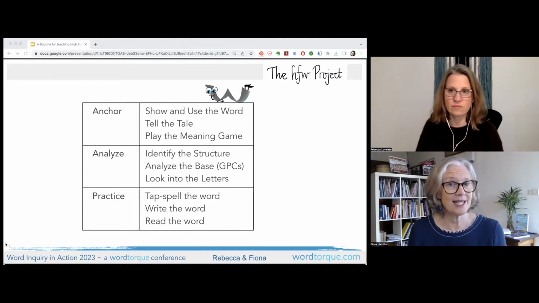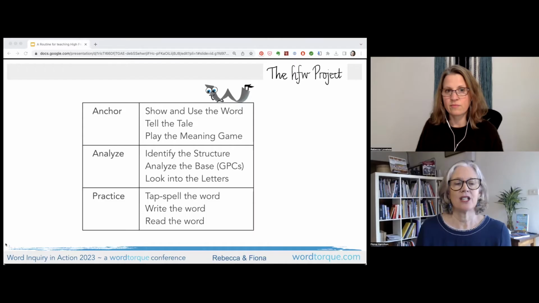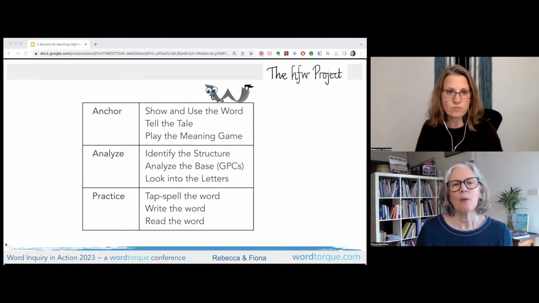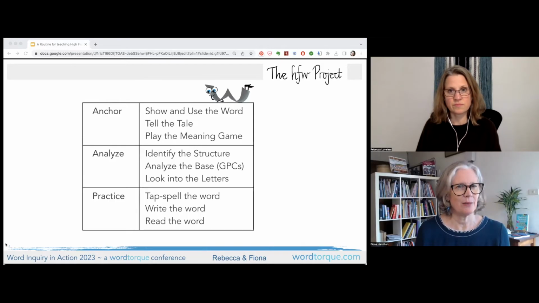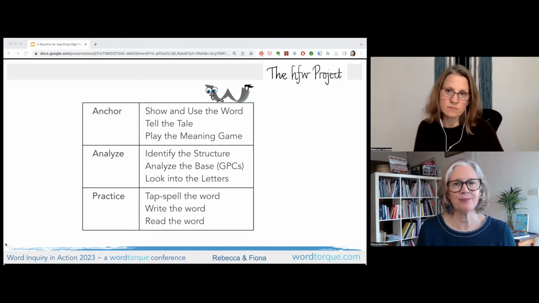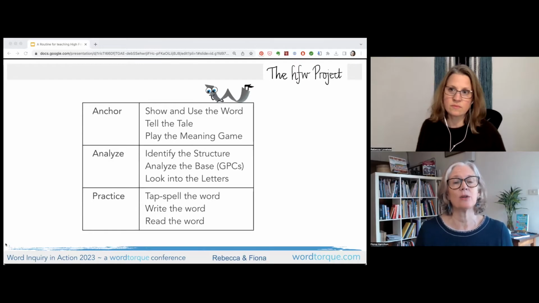And thankfully, we see a lot now starting to talk about the need to analyze the word for its grapheme phoneme connections, which is wonderful. But actually, what we've really discovered in our work with students is that unless we anchor the meaning of these words, we give a placeholder for the children to understand them, it's still quite a challenge.